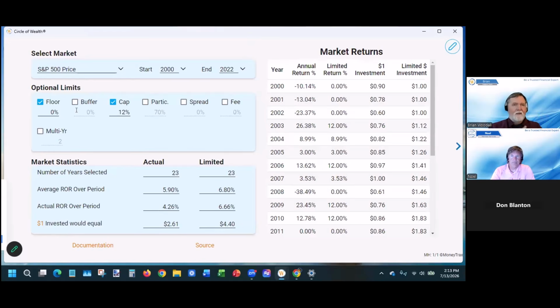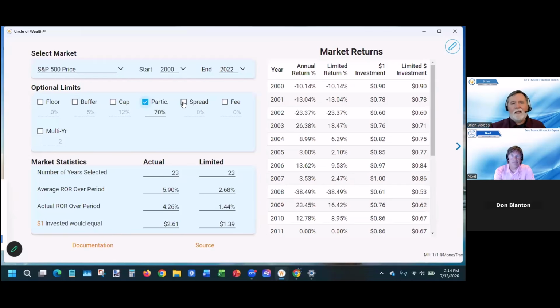product does, right? Now, the other buttons that I have available, okay, I can do a buffer. So if I do a buffer of 5%, what that means is if there's a loss, I don't incur the first 5% of it. So see my limited return, right? So instead of taking the full 10% loss, I took a 5.14% loss. Why? Because I had a 5% buffer. Okay. We already went over cap because I tie cap and floor together pretty tightly.